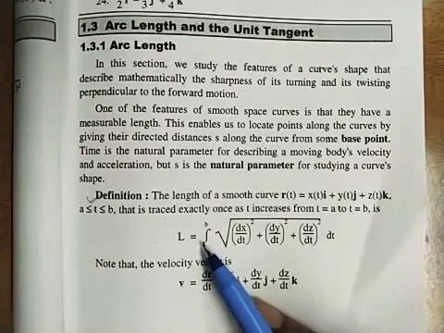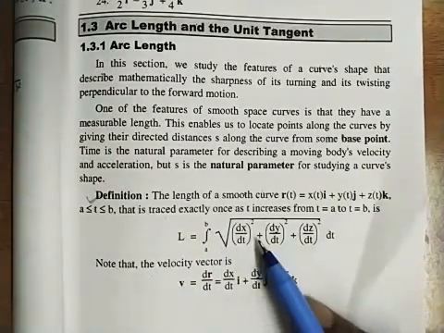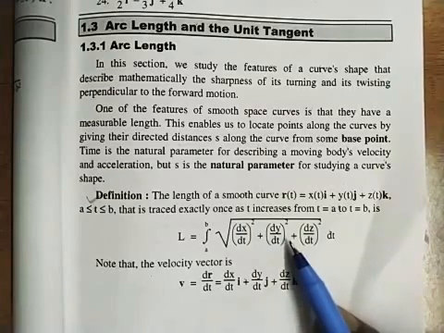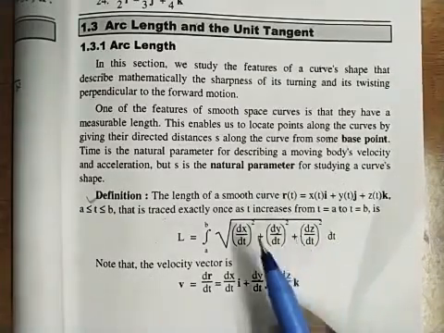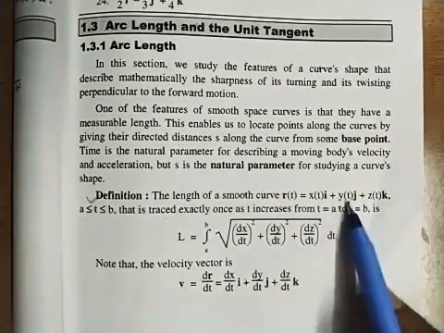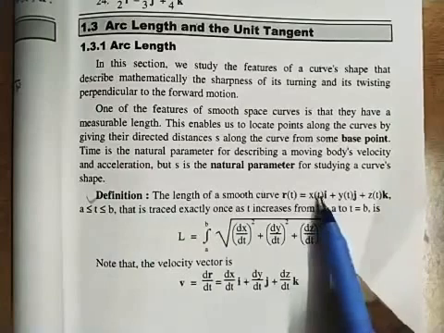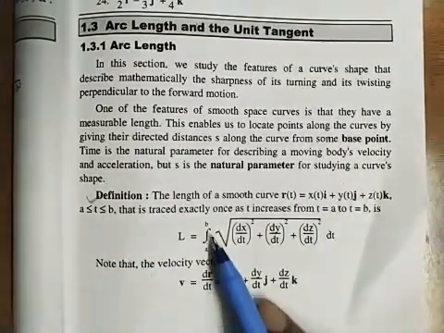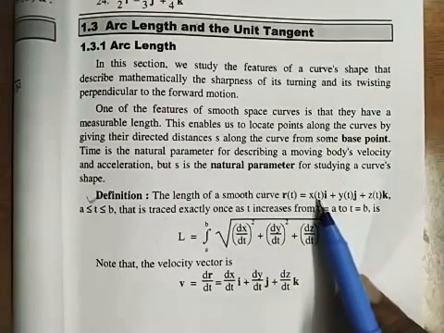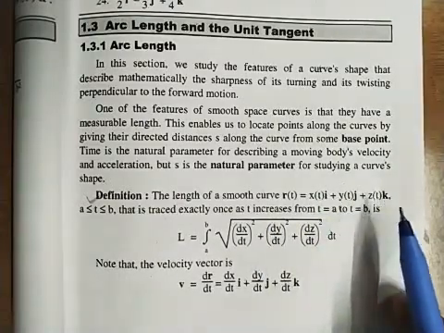Its length will be the integration from a to b of the square root of (dx/dt)² + (dy/dt)² + (dz/dt)² dt. Okay, the length of this smooth curve is the integration from a to b, because the variable t varies from a to b, of the square root of the derivative of x with respect to t squared, similarly for y and z.